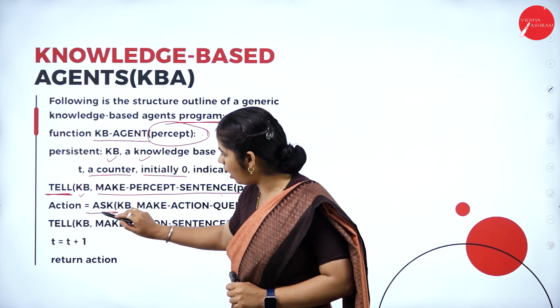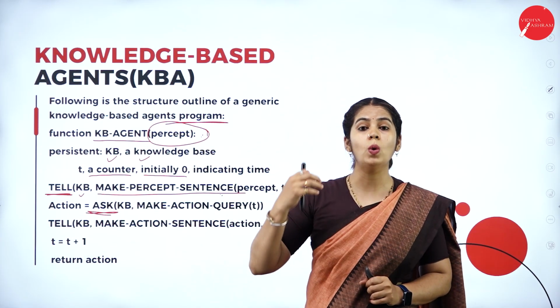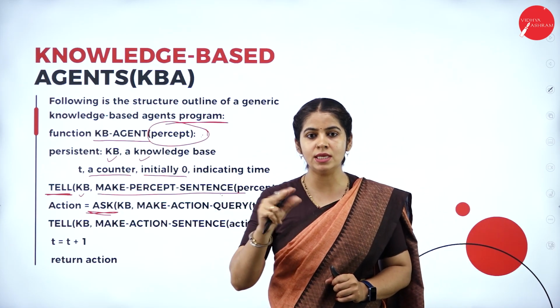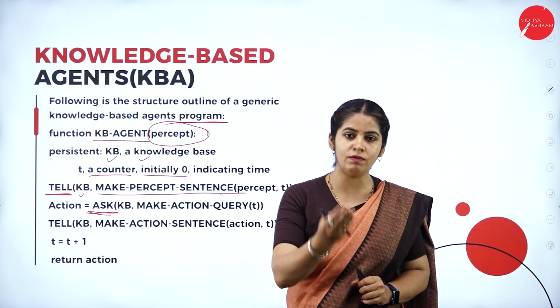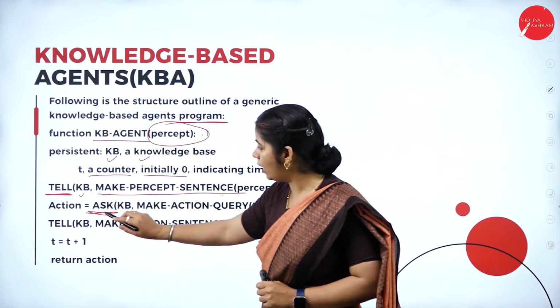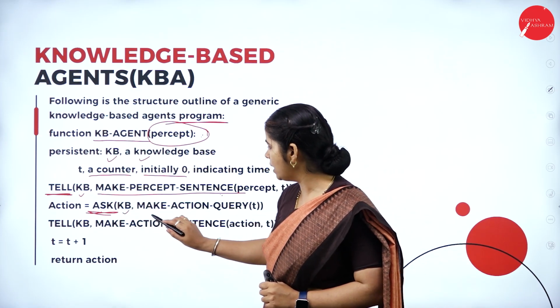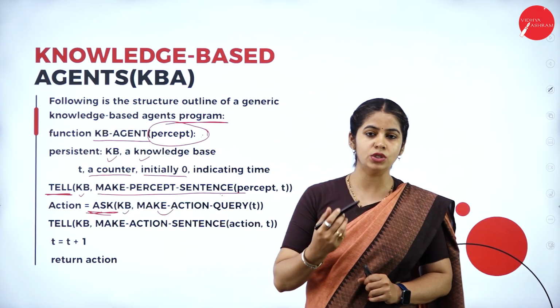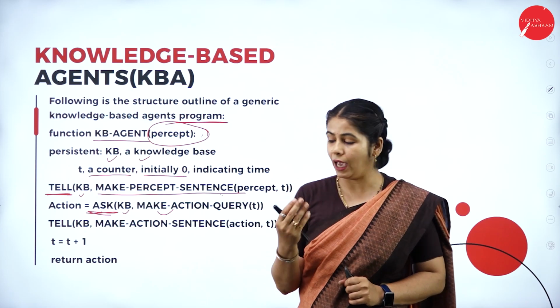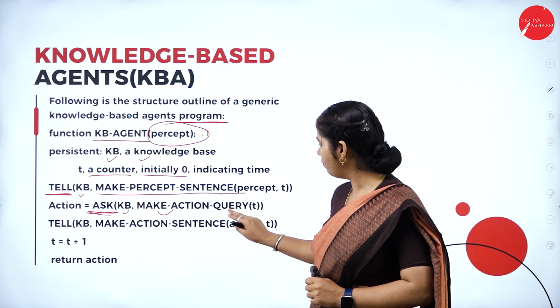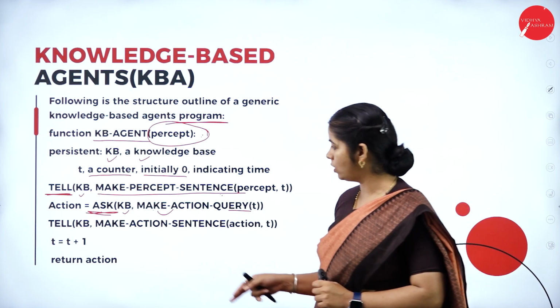What is the action after telling? We have to ask whether this scenario, a similar scenario, is present in the previous knowledge base. So we are calling the function ask with the knowledge base and make action. What is next? We have to take the action, that is, what is the action for that particular knowledge base, and we have to pass it as a parameter again.